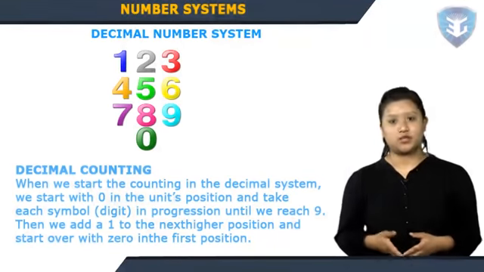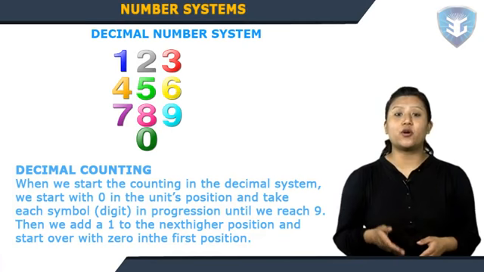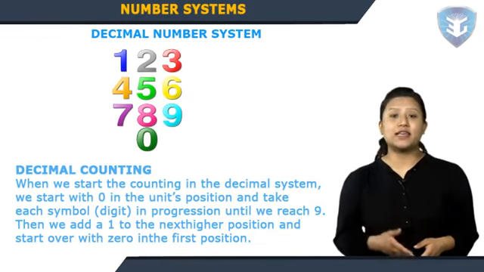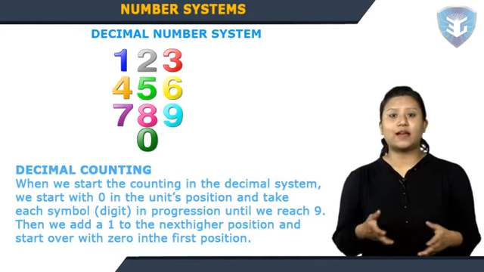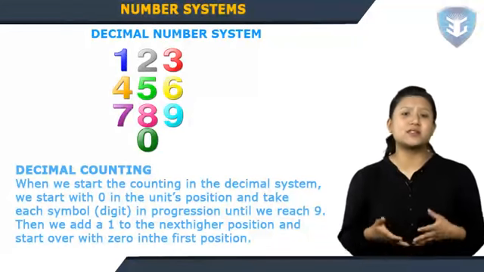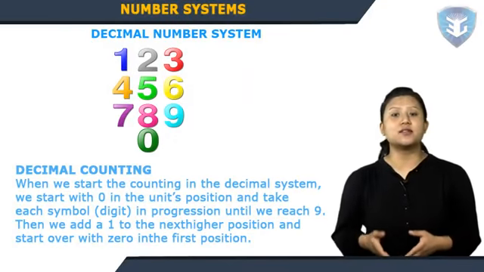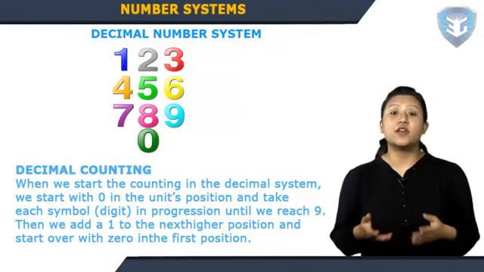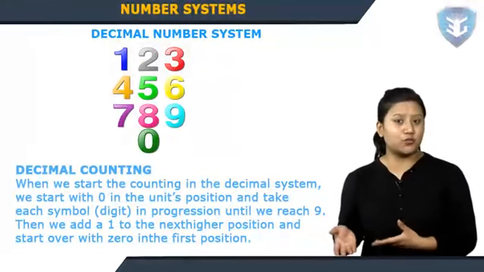Decimal counting. When we start counting in the decimal system, we start with 0 in the unit's position and take each symbol or digit in progression until we reach 9. Then we add a 1 to the next higher position and start over with 0 in the first position. This process continues until the count of 99 is reached. Then we add a 1 to the third position and start over with zeros in the first two positions.